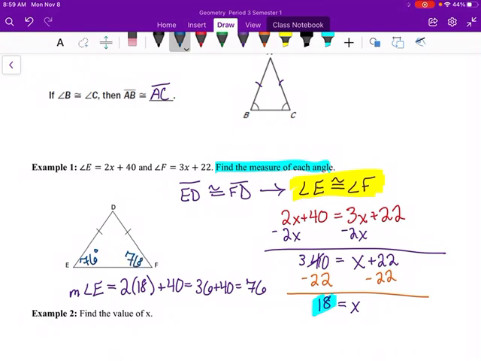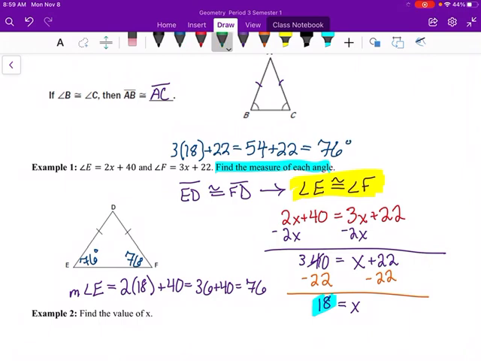One way that you could check your work to make sure you did this correctly is to plug 18 into that equation as well, just to make sure that we get the same answers. And we would get 54 plus 22, which would equal 76 as well. So that means we do have the correct answer for x.